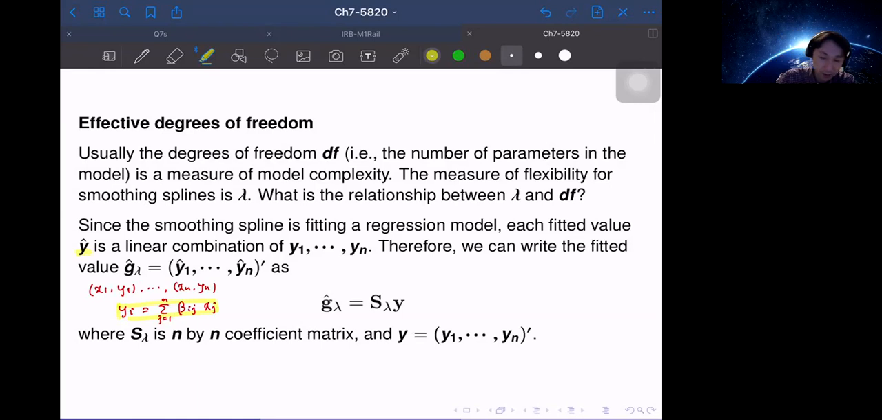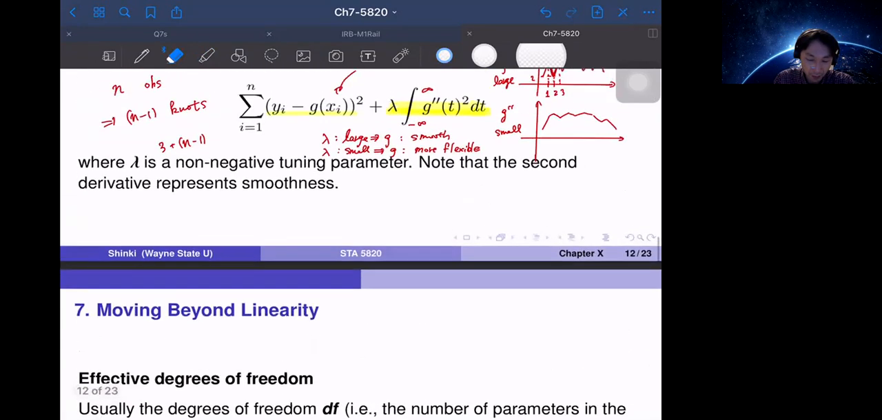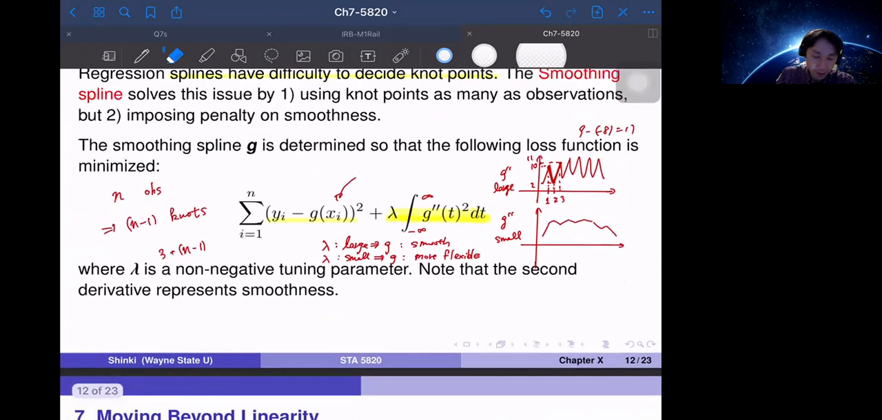Sorry, I think this specification is a little redundant, but we have n parameters. We only have n parameters. So we use the n-1 knots.